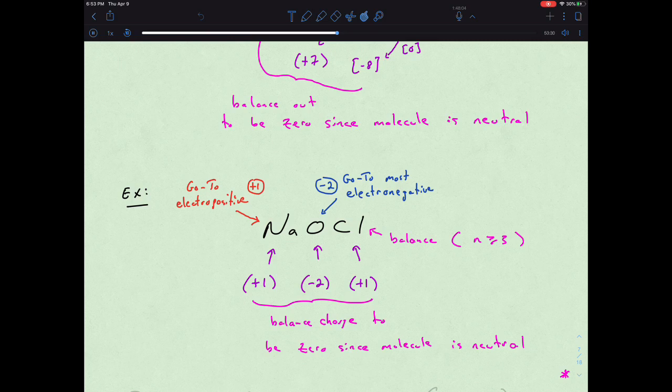Oxidation number assignment is crucial in going forward into the next lecture, which is balancing redox reactions. Balancing redox reactions is extremely tough. I'm not going to sugarcoat it. It's not simply balancing out elements. That would be easier, much easier. Not only are we balancing out elements, we're also balancing out charge and electrons.